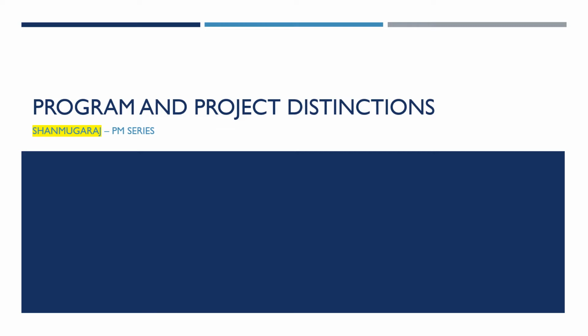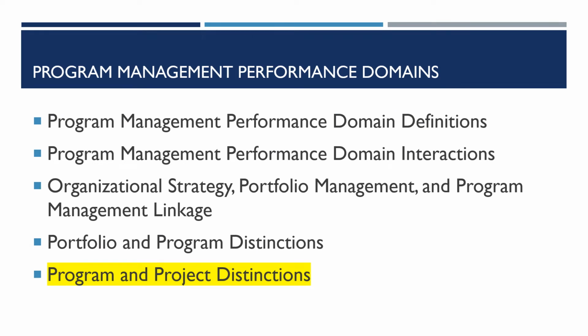We are continuing our discussion on topics of the standard of program management. We are discussing program management performance domains. So far, we have covered performance domain definitions and its interactions. We discussed the five performance domains, right? And we also talked about linkage among organization strategy, portfolio management, and program management. Yesterday we discussed the distinction between portfolio and program. Today we're going to discuss the distinction between program and project.